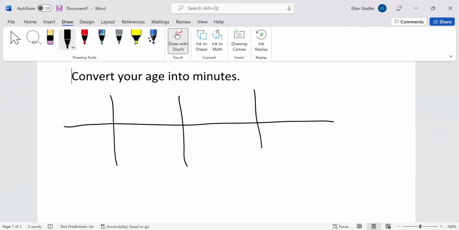And I don't even have to know how many I need to start with. If I start with too many, I just leave some blank. It's not a big deal. So now I'm going to start with my age, which is 51 years. I'm trying to get 51 years into minutes.